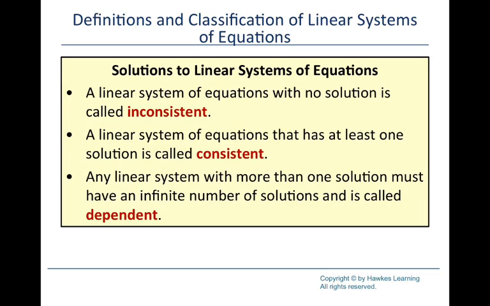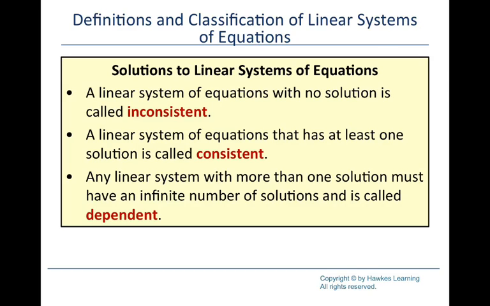A system with no solution, instead of writing no solution like you may have in the past, you're going to say it's inconsistent. A linear system that has at least one solution is called consistent, and one that has infinite solutions is dependent. So those are three things you'll be asked: is it inconsistent, consistent, or dependent? Depending on whether it has no solution, one solution, or infinite solutions.